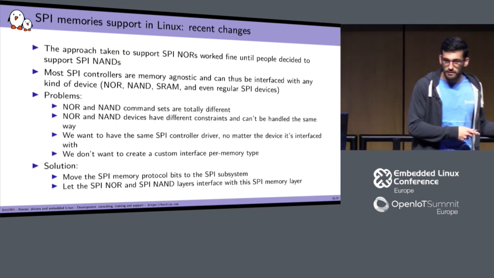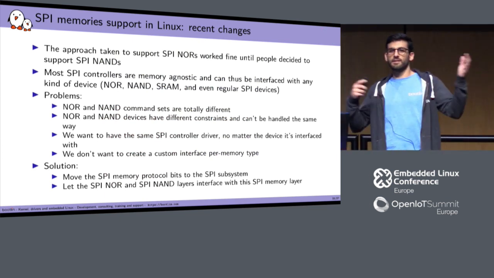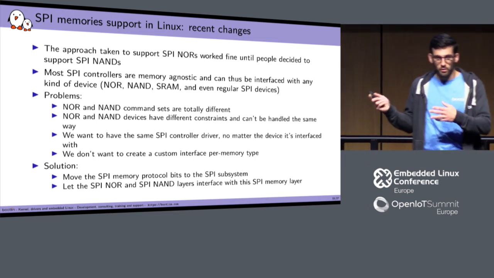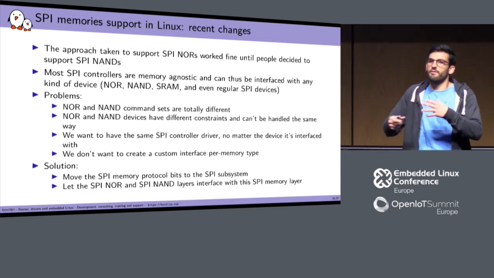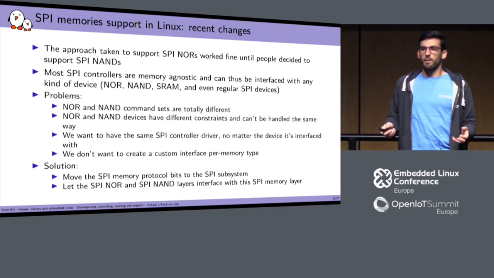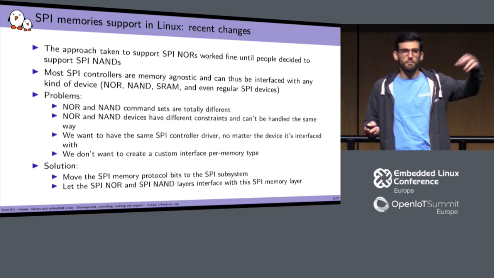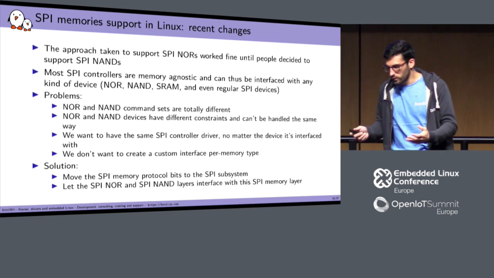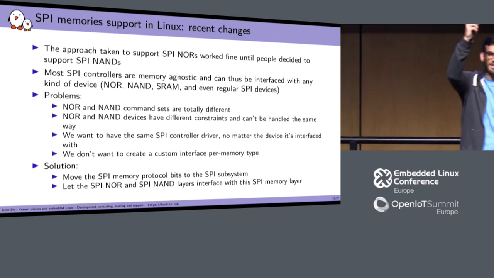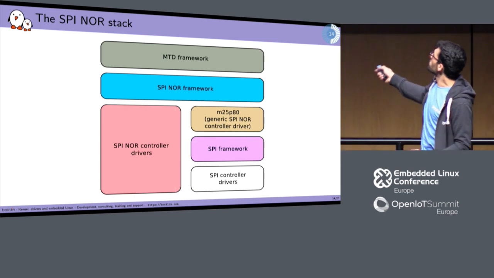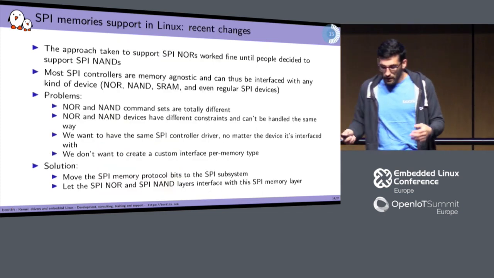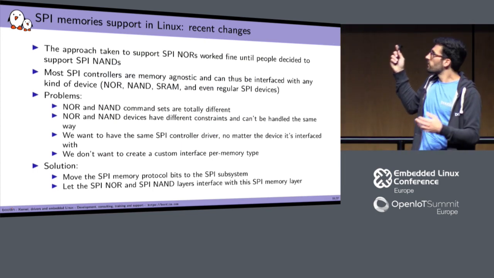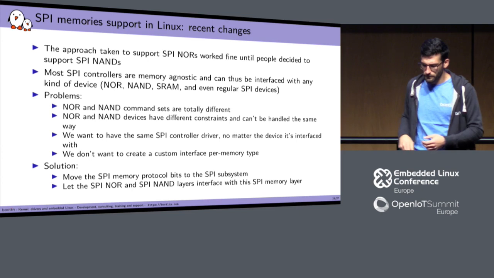So this worked great until people started adding SPI NAND. You have to know that SPI memory controllers, those who have these advanced features, do not care about what's in the opcode. They are memory agnostic. So one solution could have been to write another SPI NAND stack, like this one, but beside. But this would have duplicated a lot of code because the underlying hardware is the same.